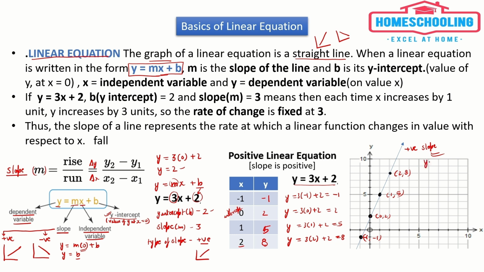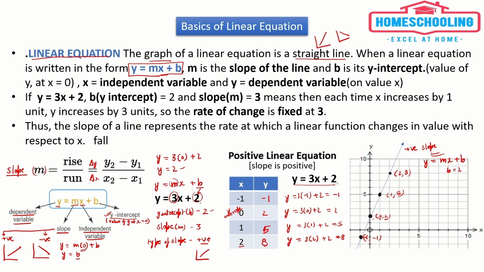So as we know, y is equal to mx plus b. So what is b here? b is the value of y when x is equal to 0. As we can see here, when x is equal to 0, our y value is 2. So b is going to be 2.